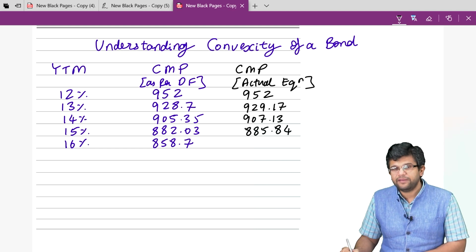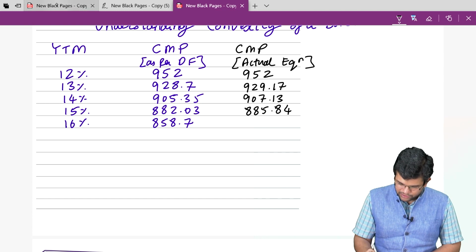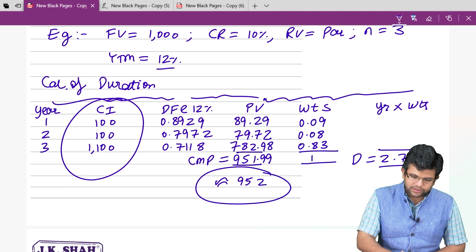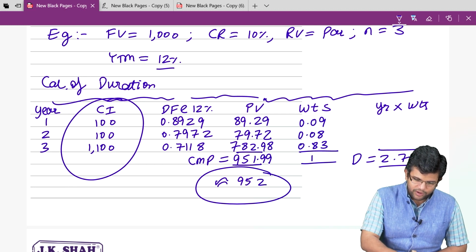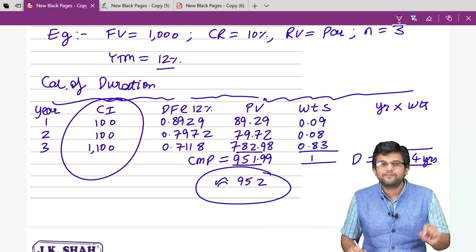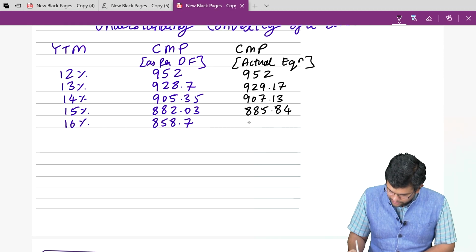Okay, 885.84. And at 16%, children, I'll just do the calculation. 100 divided by 1.16, plus 100 divided by 1.16 squared, plus 1000 divided by 1.16 cubed, and this comes to 865.25. Okay, 865.25. So I'll write down here 865.25.